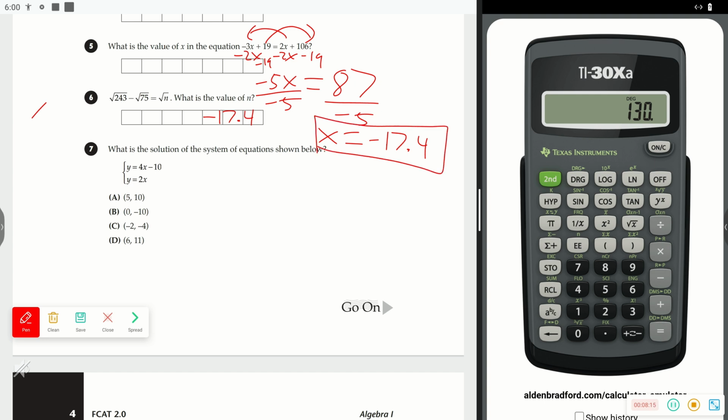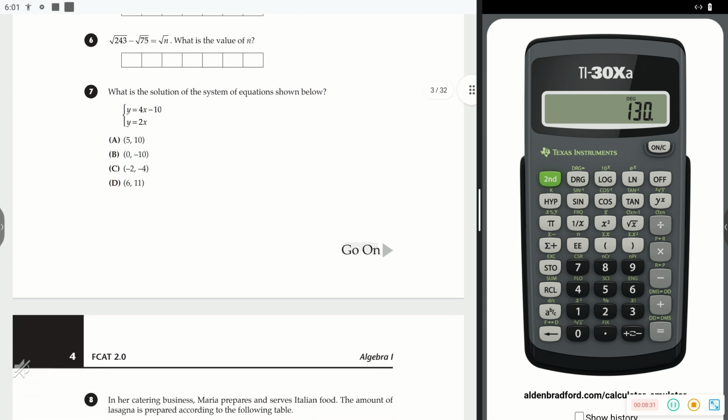Number 6, or number 5, that was pretty straightforward. This is the answer to this one, sorry. So this should have been negative 17.4 here. We didn't want to put it in the answer box for number 6. All right, so we're done with the first 5 problems. Let's do number 6.